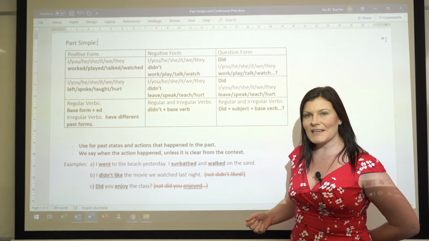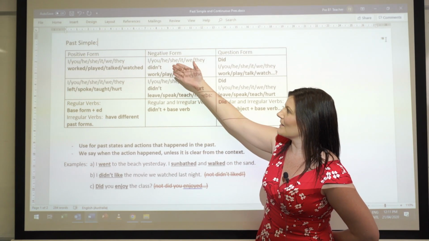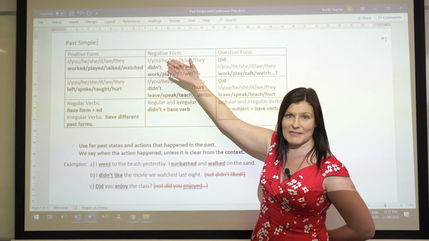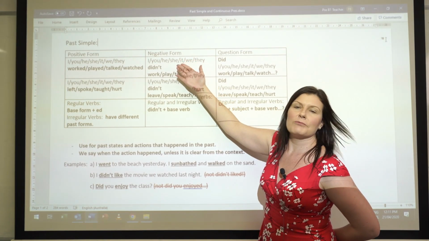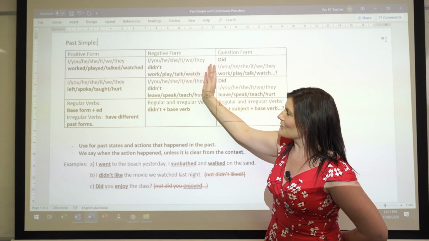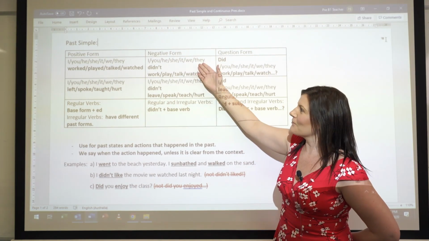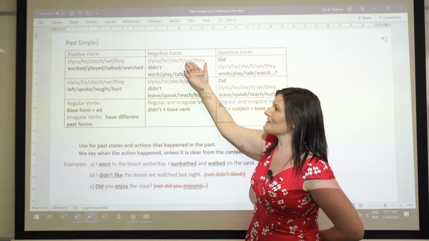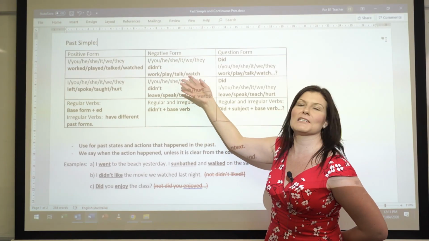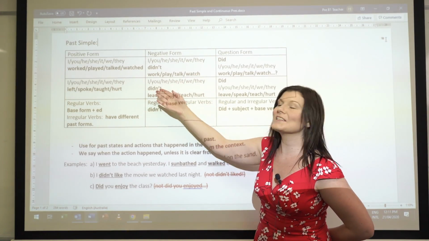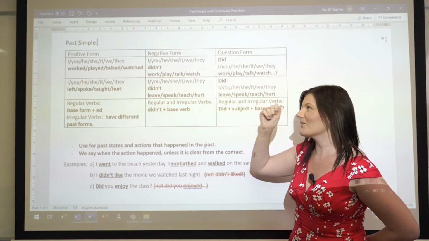But how we form negatives is quite simple also. We just add didn't in front of the base verb. This is the same whether we use regular or irregular verbs. For negatives, just didn't plus the base verb. So didn't work, didn't play, didn't watch. Didn't leave, didn't speak, didn't teach.